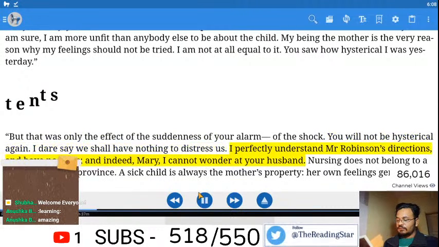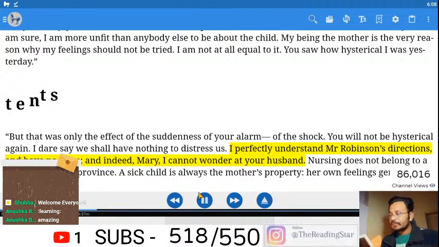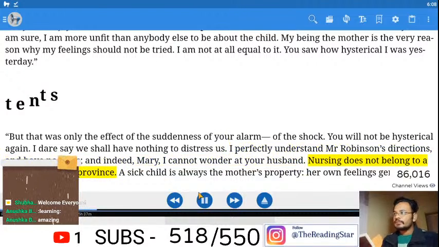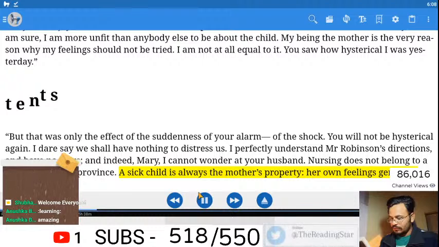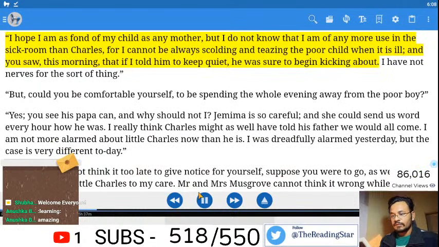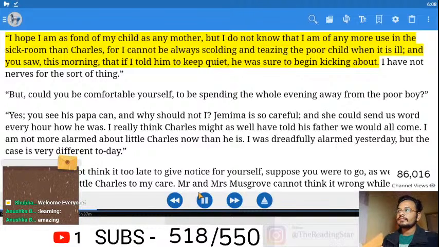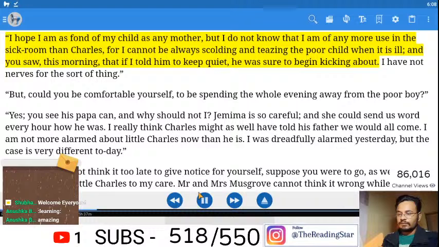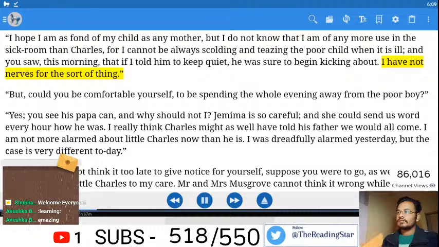I perfectly understand Mr. Robinson's directions, and have no fears, and indeed, Mary, I cannot wonder at your husband. Nursing does not belong to a man, it is not his province. A sick child is always the mother's property, her own feelings generally make it so. I hope I am as fond of my child as any mother, but I do not know that I am of any more use in the sick room than Charles, for I cannot be always scolding and teasing the poor child when it is ill. And you saw, this morning, that if I told him to keep quiet, he was sure to begin kicking about. I have not nerves for this sort of thing.